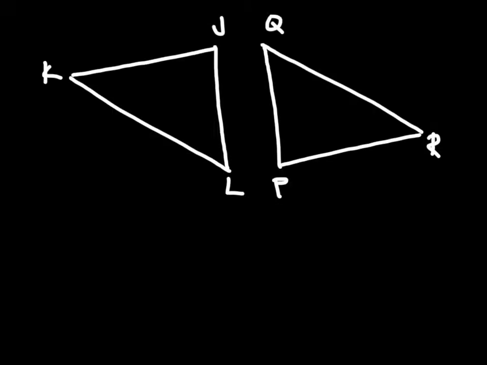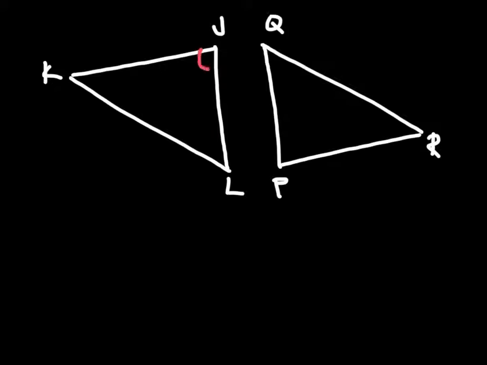Let's wrap up Chapter 6.4 with our final idea, which is congruent figures. Two figures are congruent if they have the same shape and the same size. In these two figures, JKL and QPR, we have two figures that are congruent because the corresponding angles are congruent and the corresponding sides are congruent. So let's indicate all of that by marking our angles and marking our side lengths.